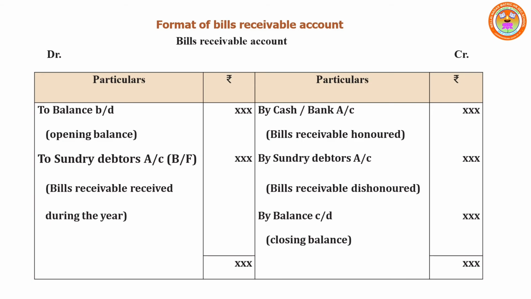Then debit side, beginning value brought down we have written. Then second one, to sundry debtors account. The difference between debit side and credit side will be written as sundry debtors account, the balancing figure, that means bills receivable received during the year. In this step, this will be the answer.